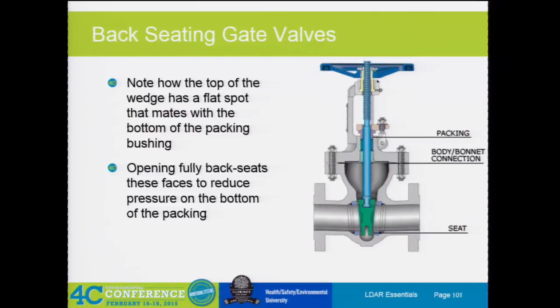So this is just showing you, what is this? Top of the wedge has a flat spot, mates with the bottom. This is just showing you how it's sealing on the packing and stuff. So there's your seal right here. This is the follower coming down into the packing, compresses it right there. This is your packing spot, and then of course you have your bonnet again there.